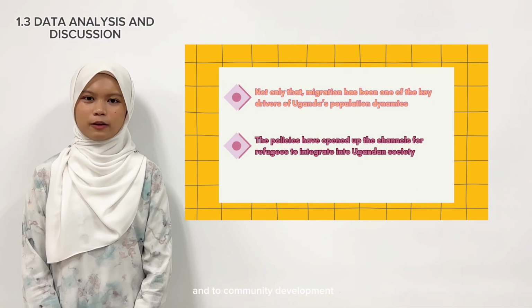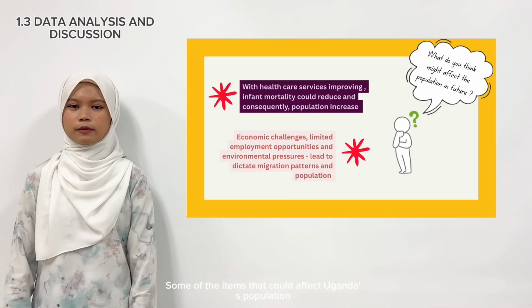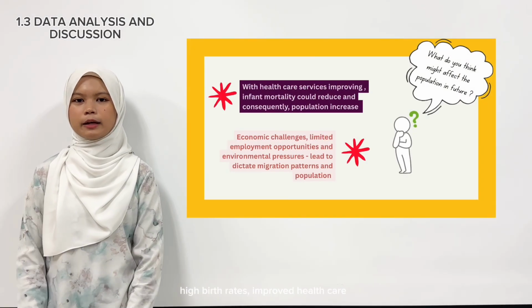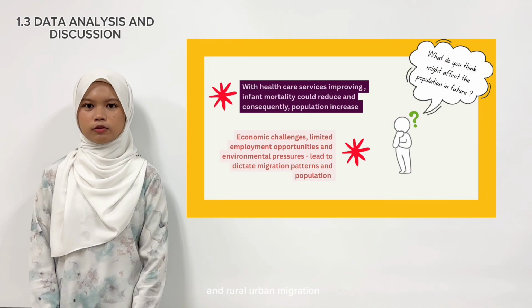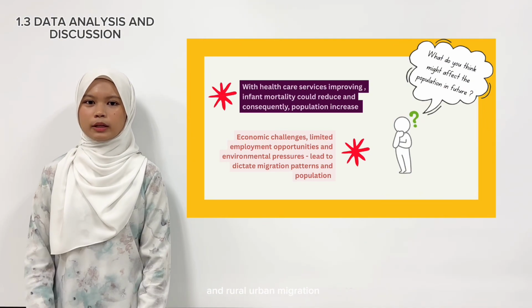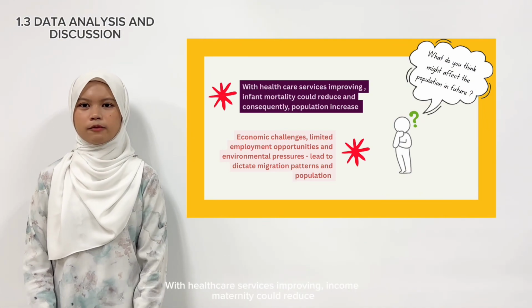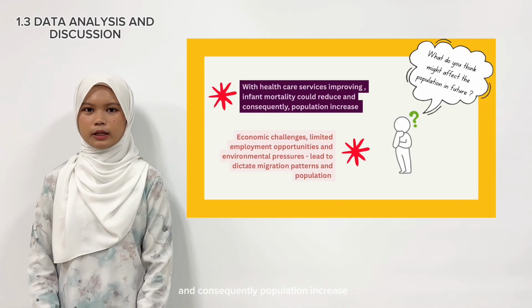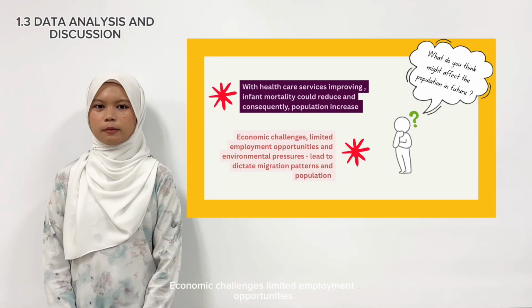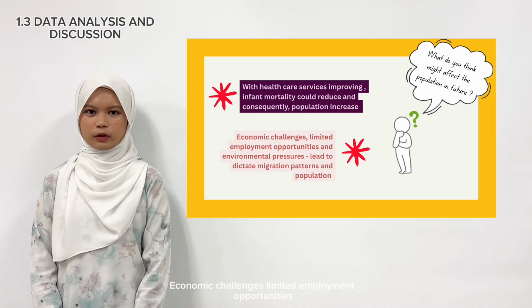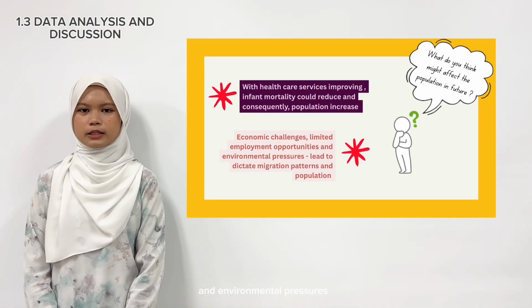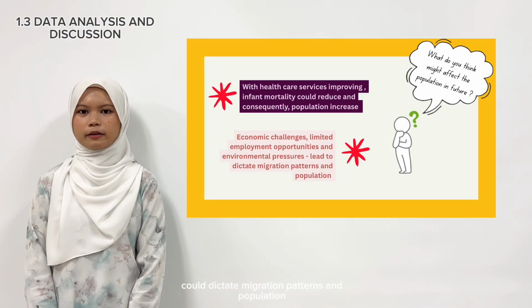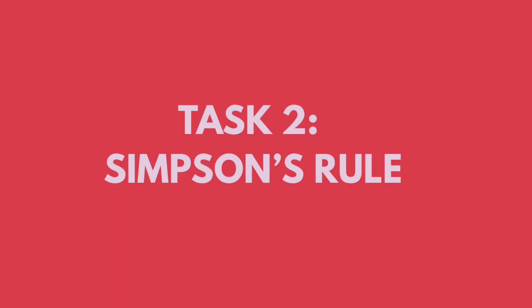to community development. Some of the items that could affect Uganda's population in the future are high birth rates, improved healthcare, and rural-urban migration. With healthcare services improving, infant mortality could reduce and consequently, population increase. Economic challenges, limited employment opportunities, and environmental pressures such as climate change could dictate migration patterns and population.